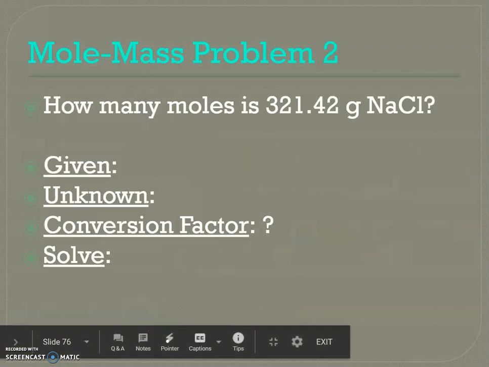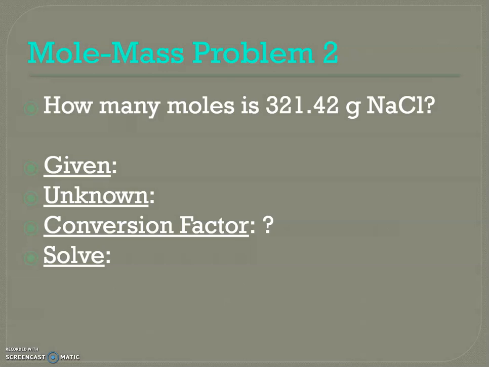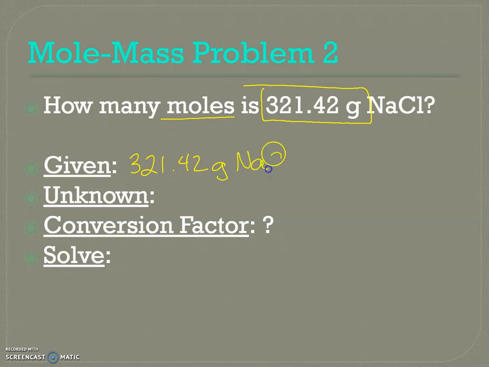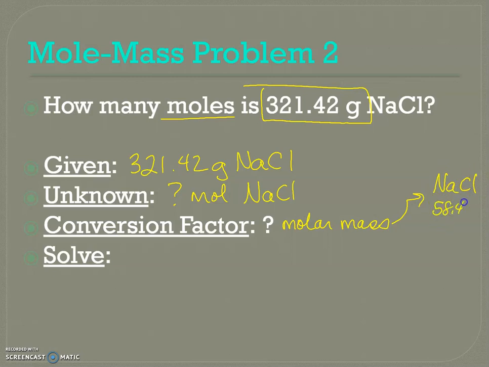A similar type of problem would be if we start with mass and we want to know how many moles we have. Okay, so here we're finding how many moles is 321.42 grams of NaCl. So they give me the number and the unit that I'm starting with, and they ask me to convert to moles of NaCl. I'm still going to use the same molar mass conversion factor, and I tried to keep it the same so that you can use it from the previous example. NaCl weighs 58.44 grams per 1 mole.